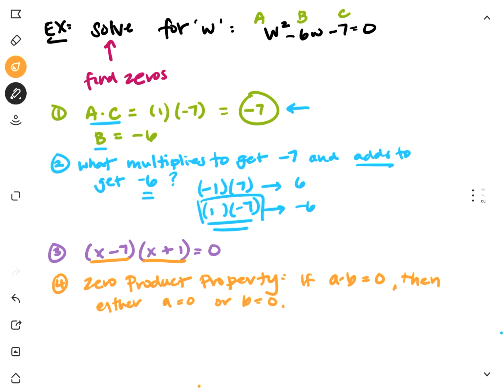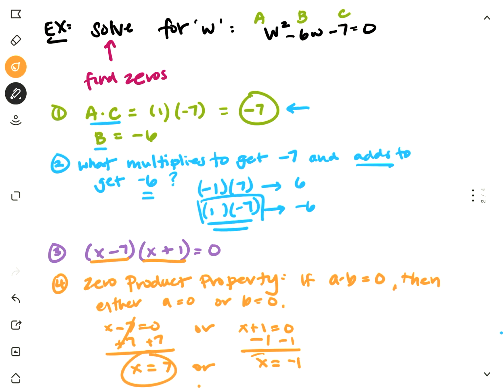Right, so if we apply that to our situation here, then we know that x minus 7 is equal to 0, or x plus 1 equals 0, because there's no other way to multiply something by another thing if one of them is not 0 and come out with the answer 0. All right, so let's go ahead and solve this. So just adding the 7, right? So x equals 7, or subtract the 1, x equals negative 1.